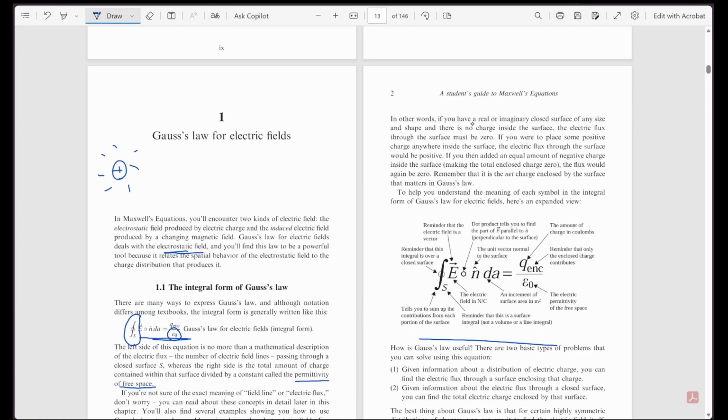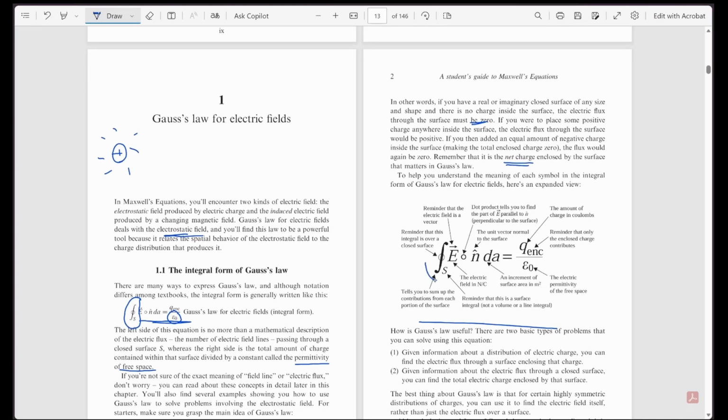In other words, if you have a real or imaginary closed surface of any size and shape and there is no charge inside the surface, the electric flux through the surface must be zero. Of course, obviously, as there are no charges, where will the field come from? If you were to place some positive charge anywhere inside the surface, the electric flux through the surface would be positive. If you then added an equal amount of negative charge inside the surface, making the total enclosed charge zero, the flux again will be zero. Remember that it's the net charge enclosed by the surface that matters in Gauss's law.